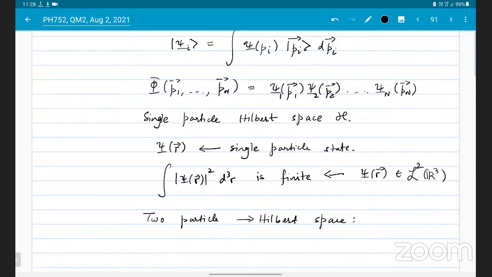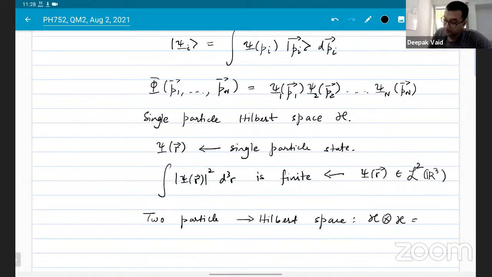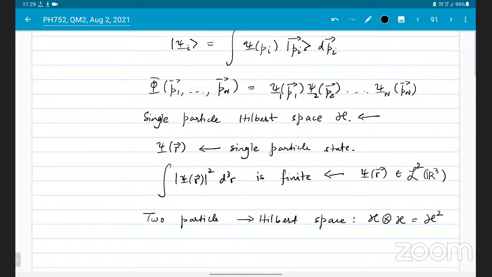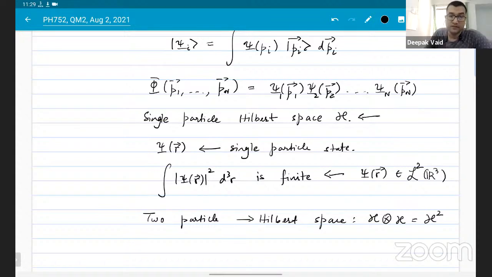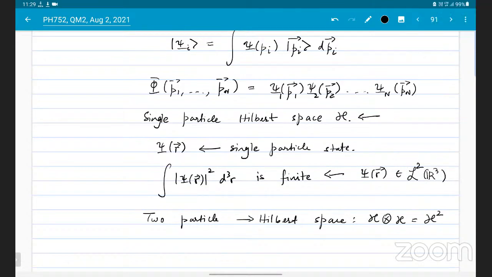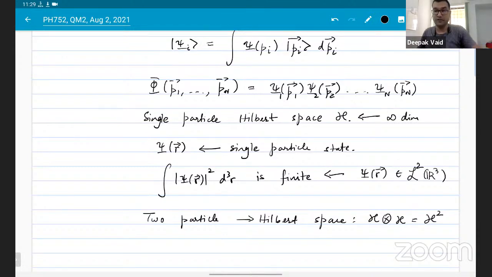It will be the tensor product of these two, right? For brevity, I'll just write this as x squared. And also, by the way, is this H finite dimensional or infinite dimensional? This L squared. Infinite dimensional, right? Why? Because you're talking about the space of continuous functions, and there are an infinity of functions.